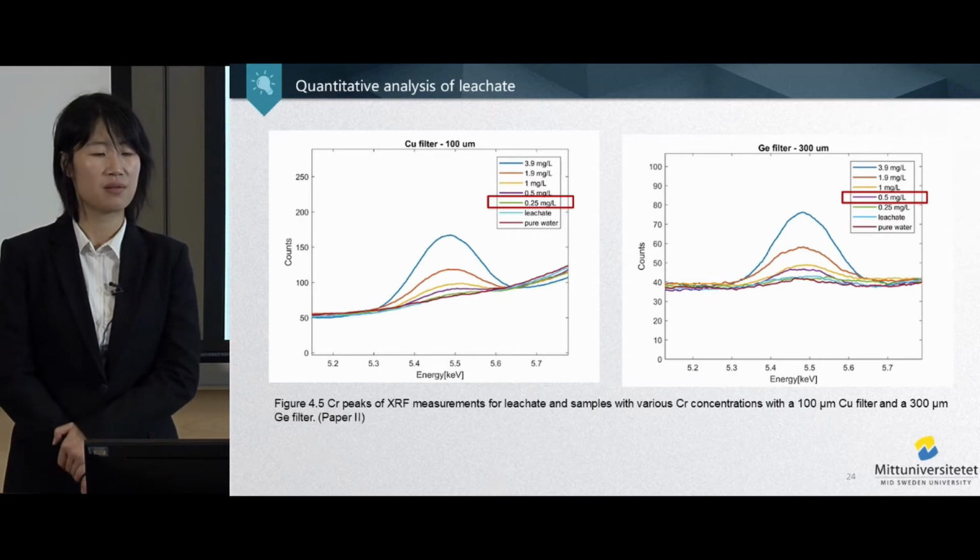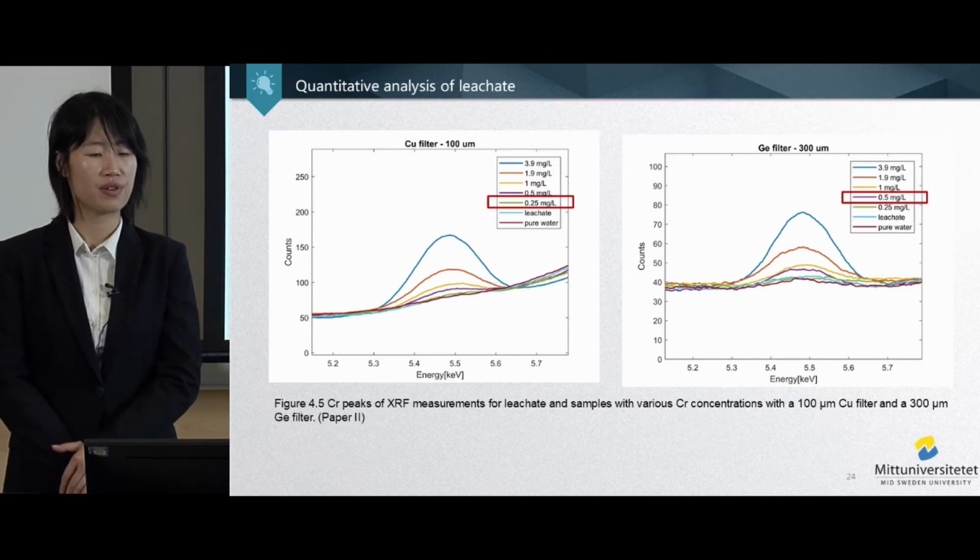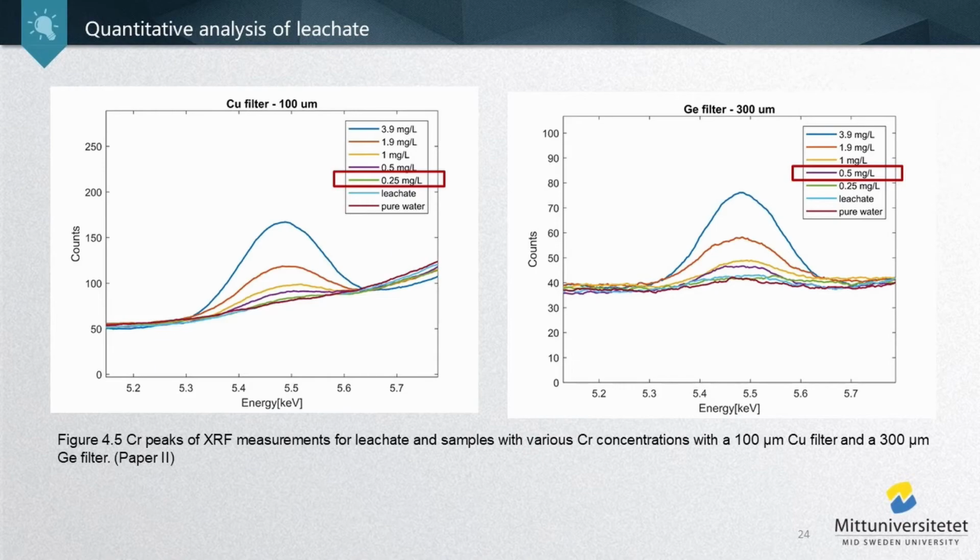By reading from the figures, we see 0.25 milligrams per liter and 0.5 milligrams per liter is the detection limit of the copper filter and the germanium filter, respectively. Below these concentrations, we could not distinguish the chromium peak from the background.